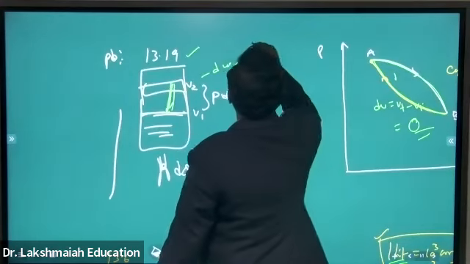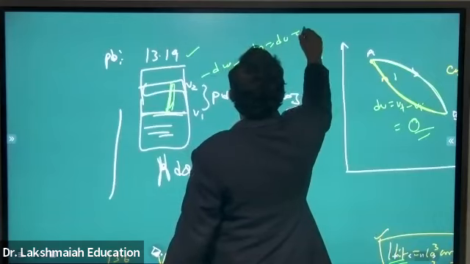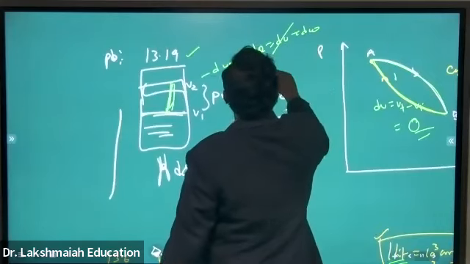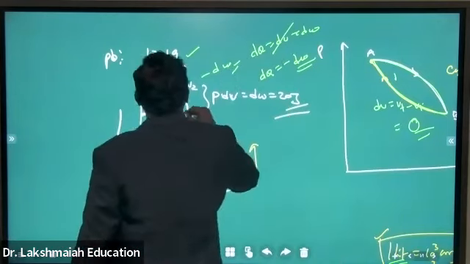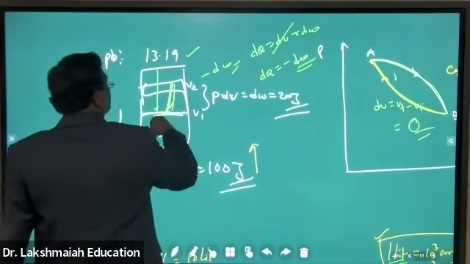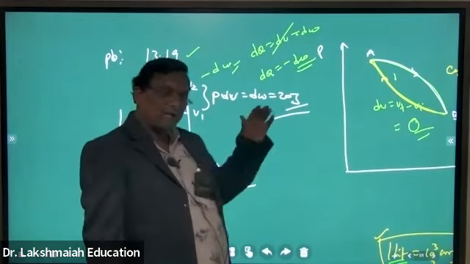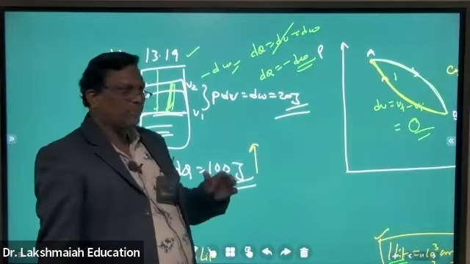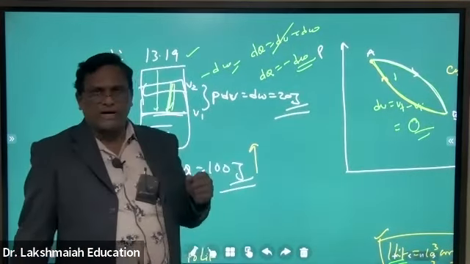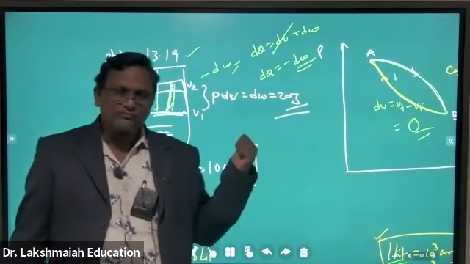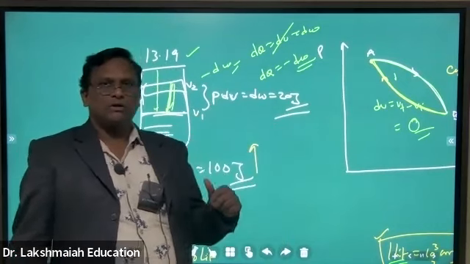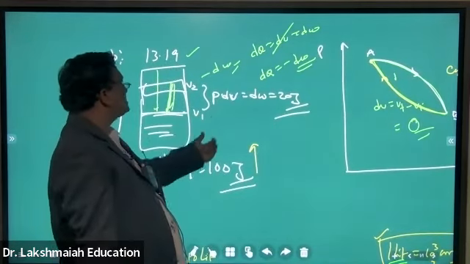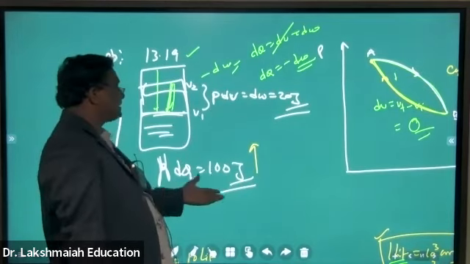Therefore dQ is equal to dU plus dW. dU is 0, so dQ is equal to minus dW. Why have I taken minus? That is the work done by the external agency on the gas. Work done by the gas is negative, work done on the gas is positive. So here work done by the gas is negative, so that is nothing but minus 100 joules, the answer.